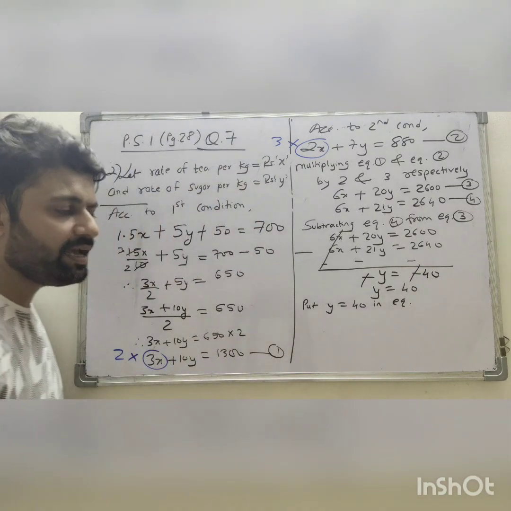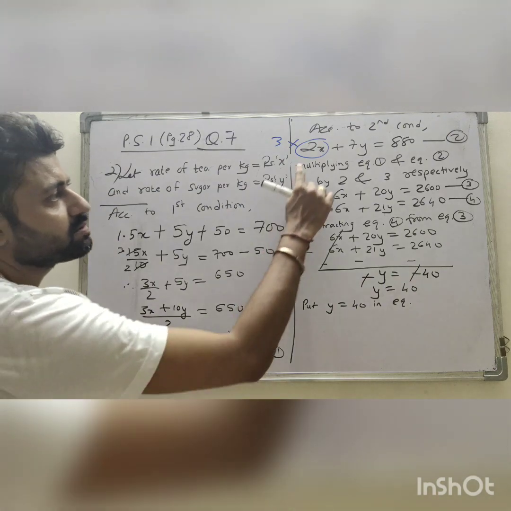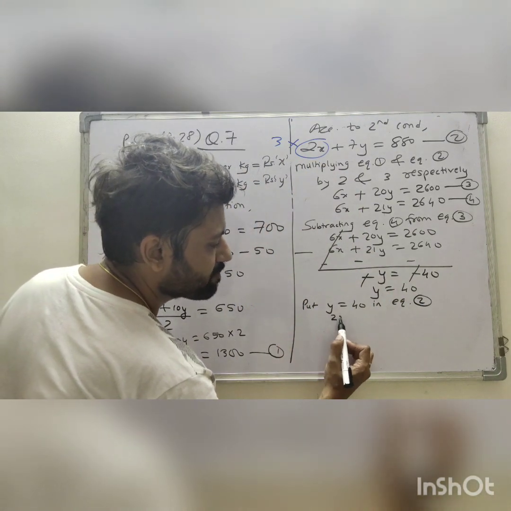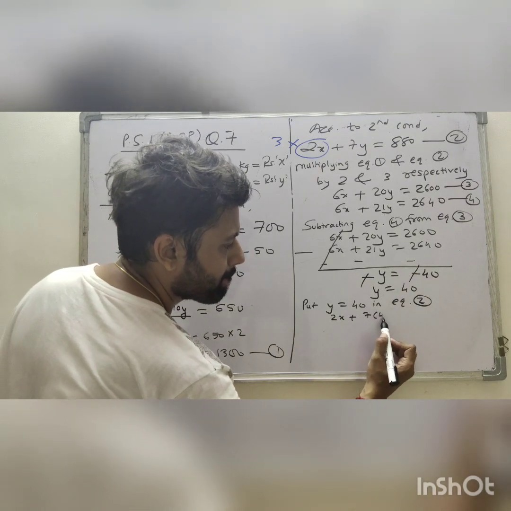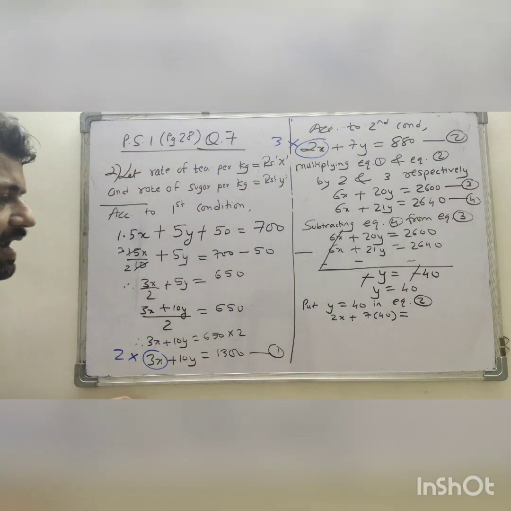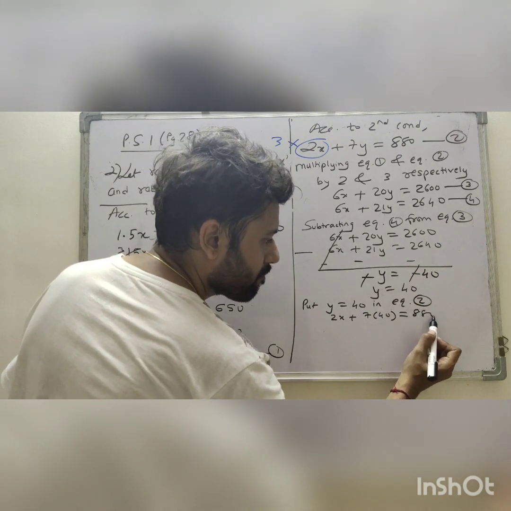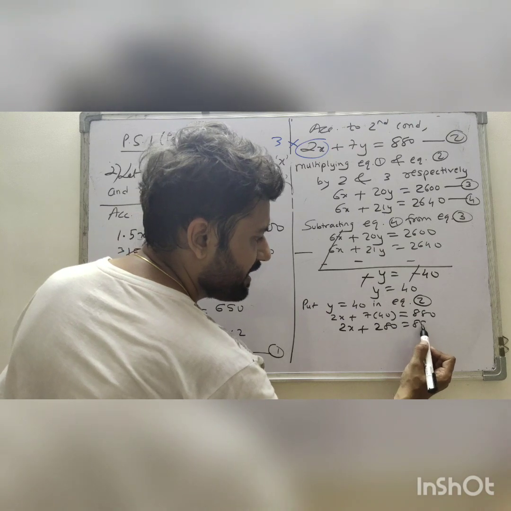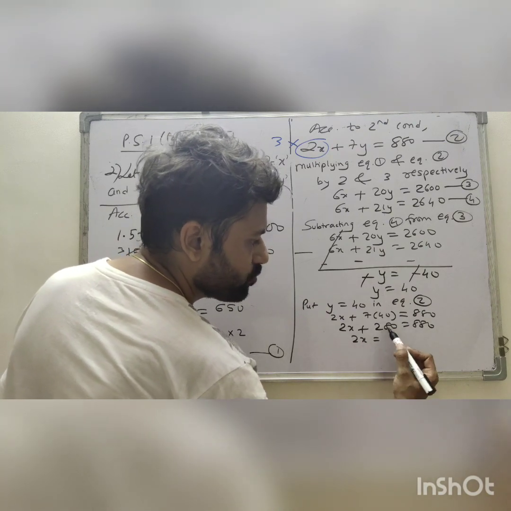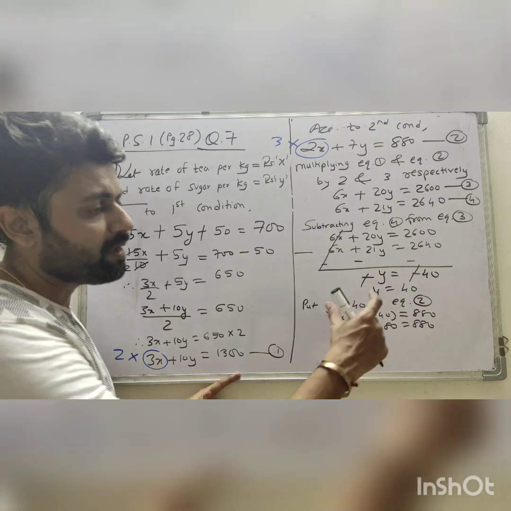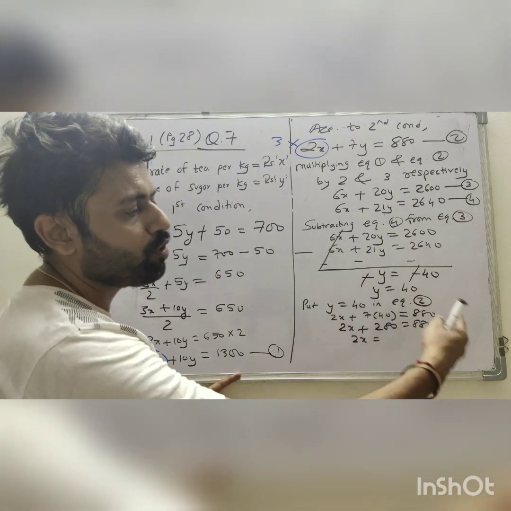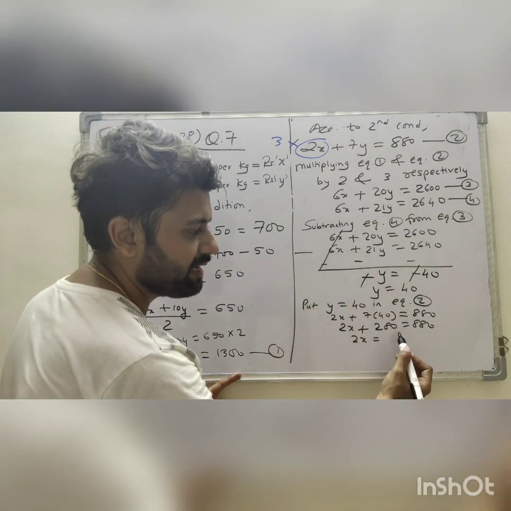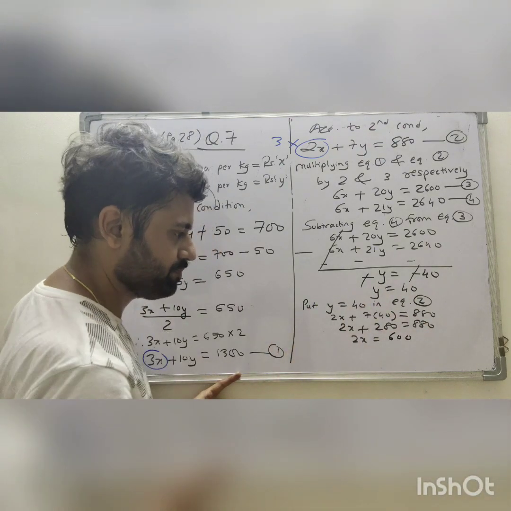Of course, everyone will like the small equation. Equation number 2. We get 2x plus 7y is equal to 880. 2x plus 7 4s are 28, 280 is equal to 880. 2x is equal to 880 minus 280. Because of lack of space, I am not showing the transferring of 280. I am directly subtracting it and I get 600.